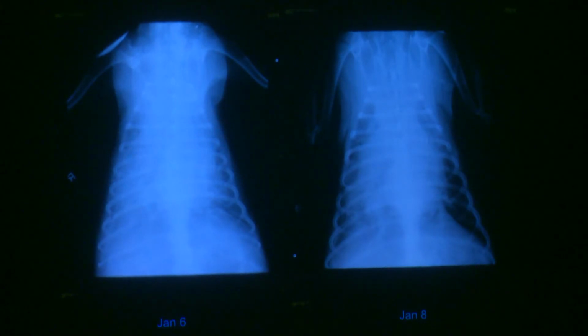Maybe things are starting to get a little better on this side. Definitely not as opaque. We're starting to see some lucency. We're starting to make out these vessels, actually. Can't see them here, but I can actually start to make out some vessels here. And this side is certainly looking better. So we're making some progress.